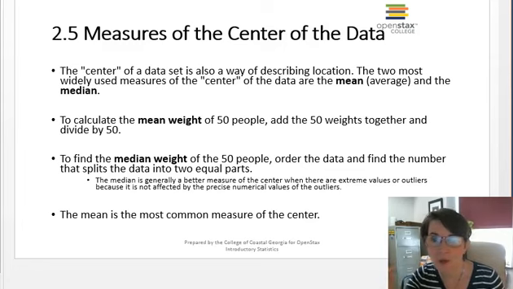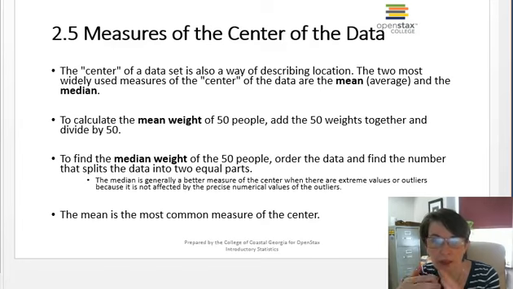And then you can order the data and find the number that splits the two into equal parts to find the median. Again, this ordering of data is important when we are actually finding the center. So median, it is important. When we're finding the mean, it doesn't matter what order we add those numbers, because the addition property is commutative and it doesn't matter which order we add numbers in, we're going to get that same sum.